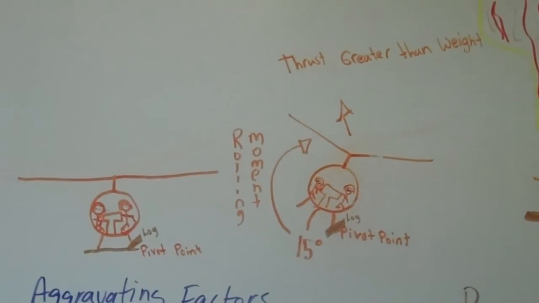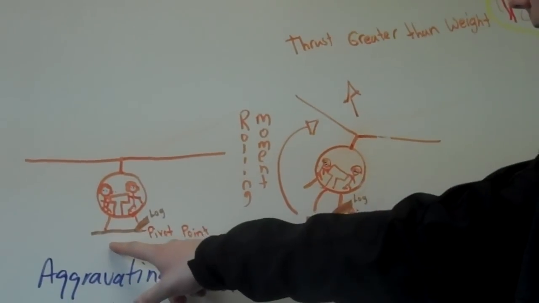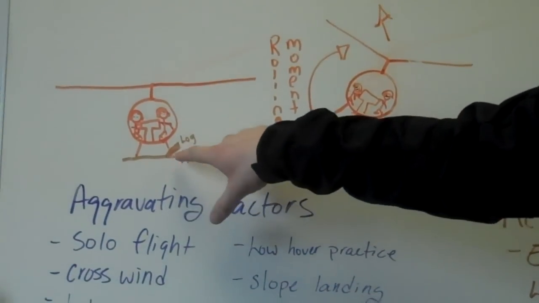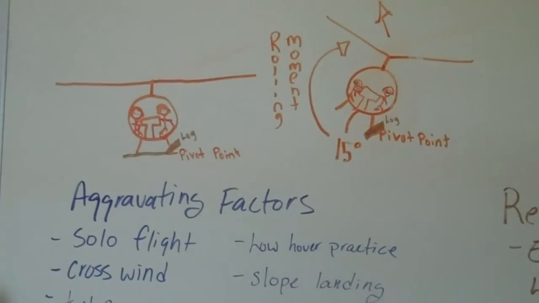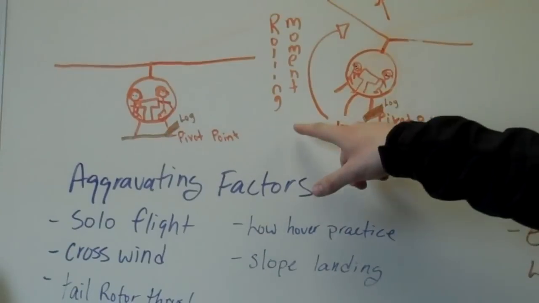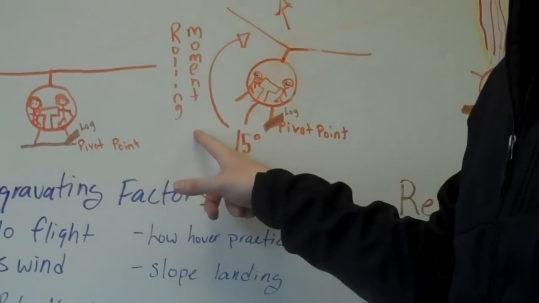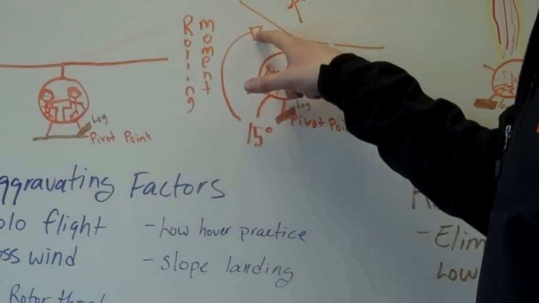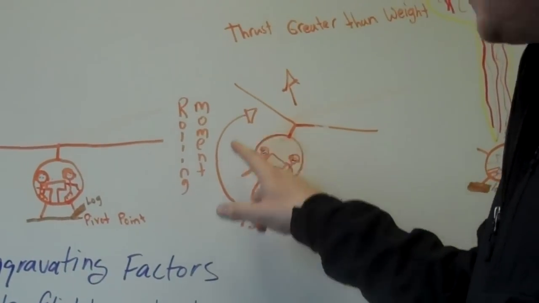So we got a nice little picture down here. Here's our little helicopter. As we're getting ready to take off, we have a nice little log that's stuck right there. So it's blocking our skid, which creates a pivot point for our skid to pivot around. Right here we have a rolling motion. So in the R22, our rolling motion has to be 15 degrees or greater for the helicopter to roll over.